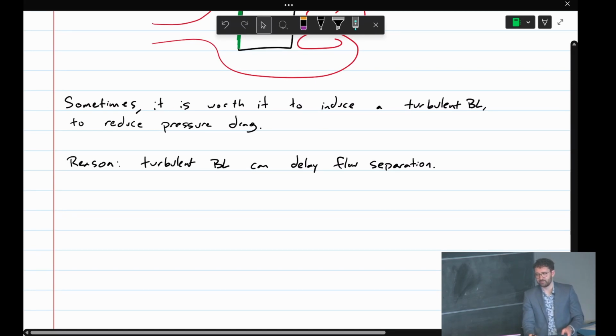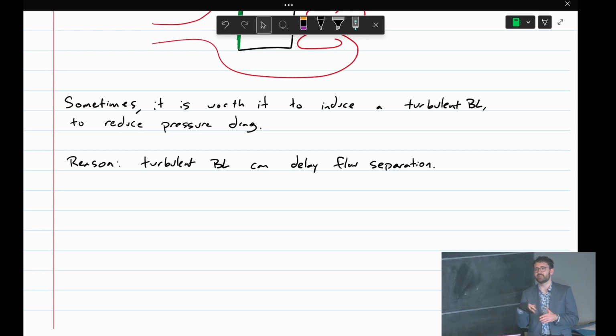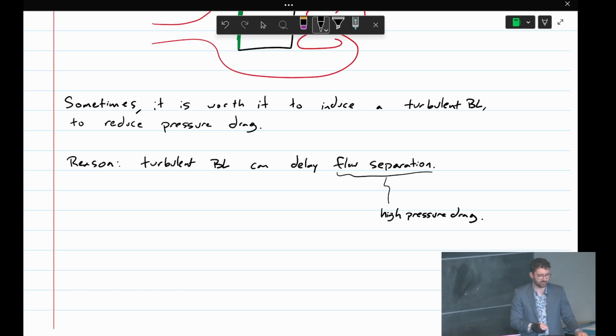Now flow separation, I'll play a video just so you can see what that is. It's when the boundary layer separates from the surface. So the boundary layer isn't always attached to the surface. In certain cases, the boundary layer will become unattached, and the pressure drag increases a lot when the boundary layer separates. So flow separation, meaning boundary layer separation, means high pressure drag. I'm going to give some examples now of this concept.